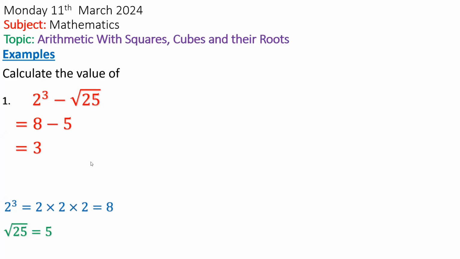Okay, so let's move on to the next one. That's how we do that one. Let's do the next one. So this one is interesting. I need China, can you help me with this one? I have 5 cubed minus the square root of 100.